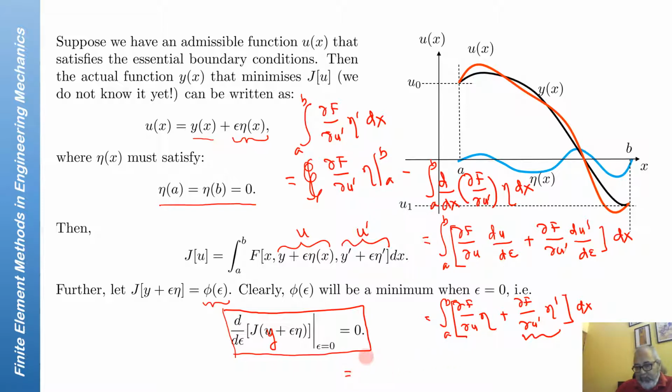Therefore the total thing I can write as the integral from a to b of (∂f/∂u minus d/dx of ∂f/∂u') η dx, plus ∂f/∂u' η evaluated at a and b. The value of η at a and b is equal to 0. So this is all that I am left with.